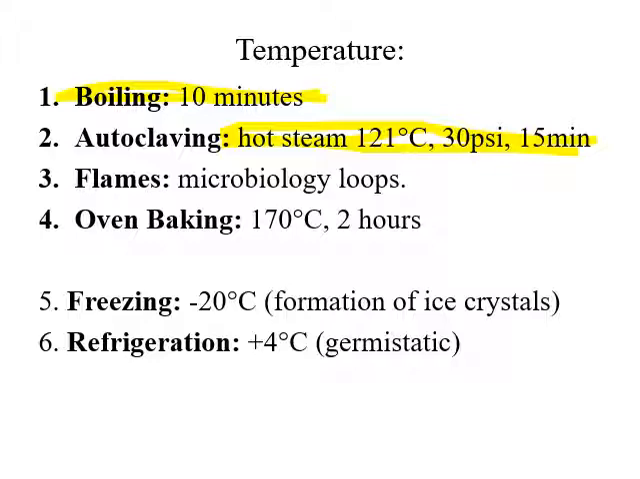You can kill things like metal loops for doing streak plating using the flame. And you can sterilize glassware by baking it in an oven at 170 degrees Celsius for 2 hours.